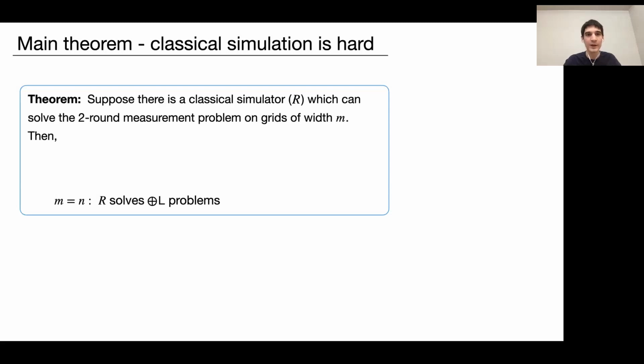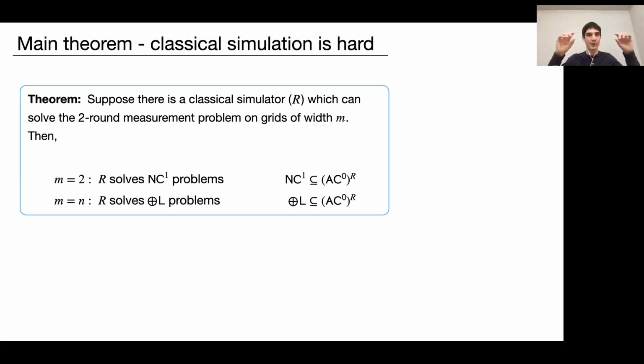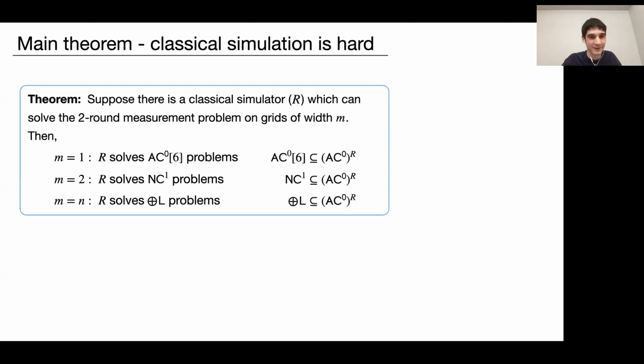Then what you can do is leverage the answers from the classical simulator to solve a parity L-hard problem. If you were to write this out in complexity speak, the class parity L is contained in the class AC0 that has access to an oracle for this classical simulator. If m equals 2, so now we're dealing with a very long but narrow grid, then you can leverage this classical simulator to solve problems in NC1. And if m is very thin, if it's just a line, then you can leverage this classical simulator to solve problems in AC0[6]. The 6 just means AC0, but with the addition of mod 6 gates.